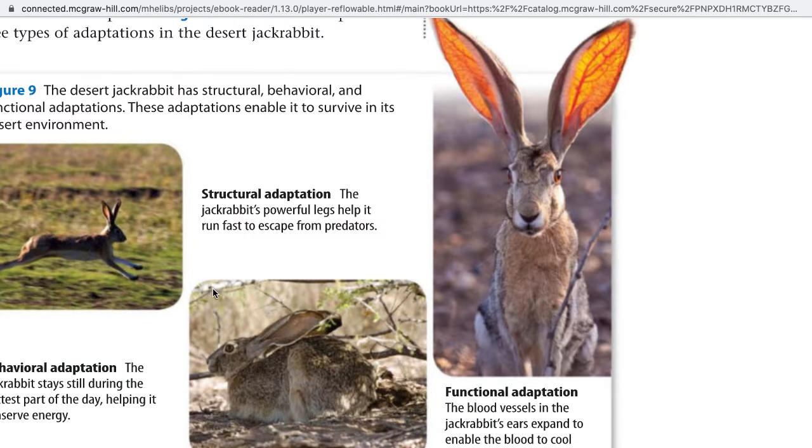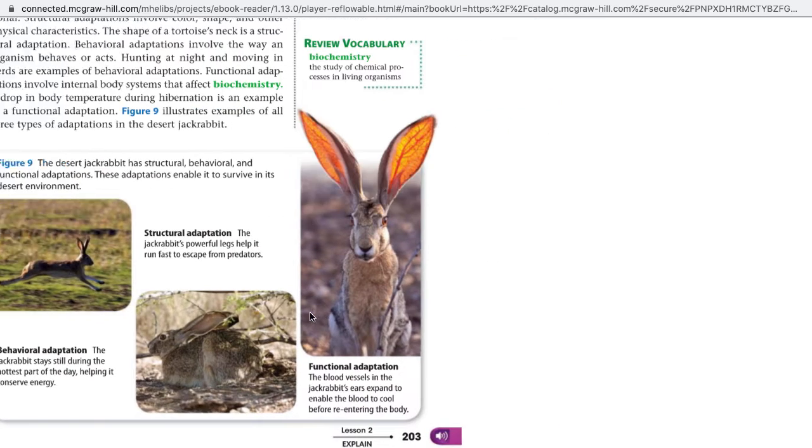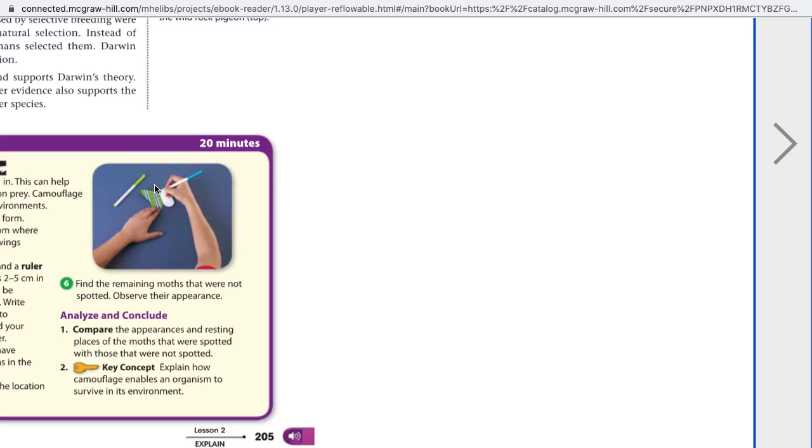Or actually, you can probably find them in South Dakota too. I don't know where you find jackrabbits. Where do you find jackrabbits? I think I've had one in our yard before.